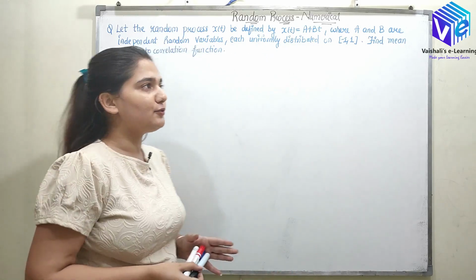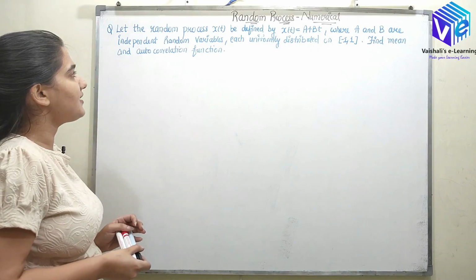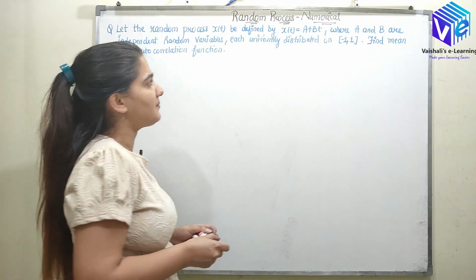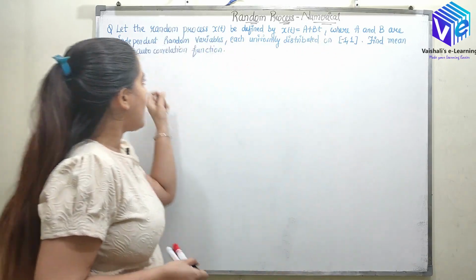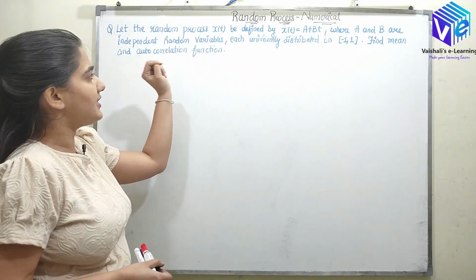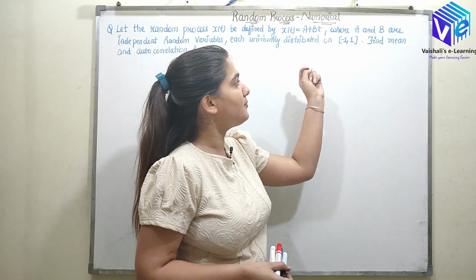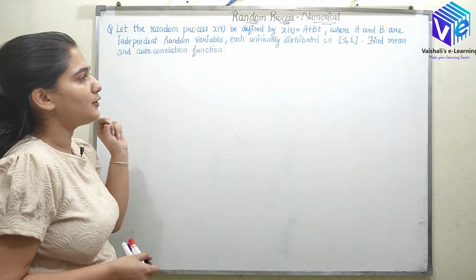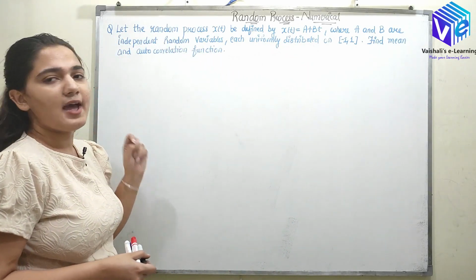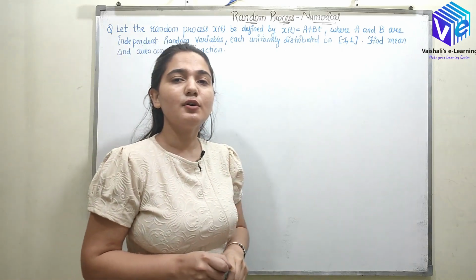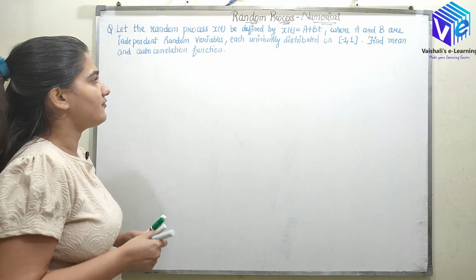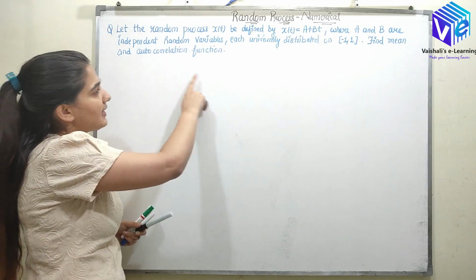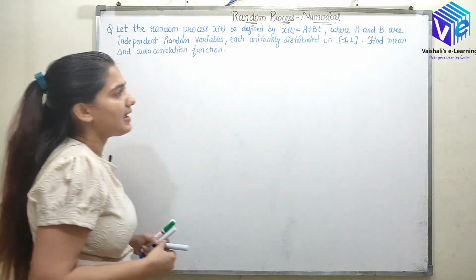Now coming to the question, it states: let the random process X(t) be defined by X(t) = A + Bt, where A and B are independent random variables, each uniformly distributed on -1 to 1. Find the mean and autocorrelation function. So I need to find two things, the mean and the autocorrelation function. First I will be analyzing my random variables A and B.